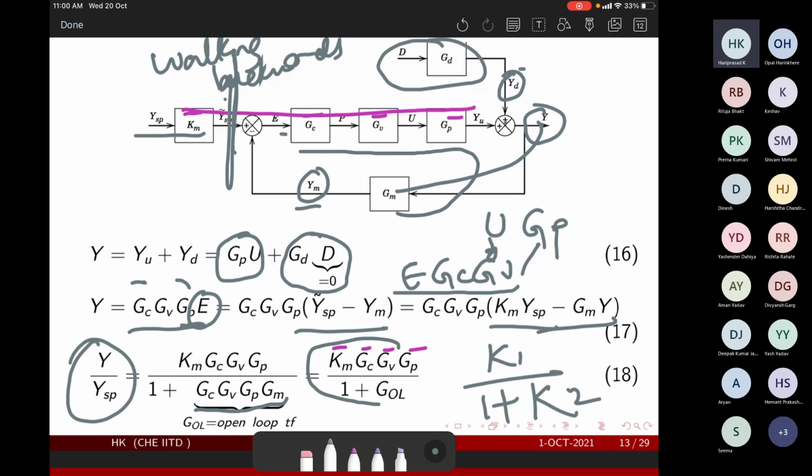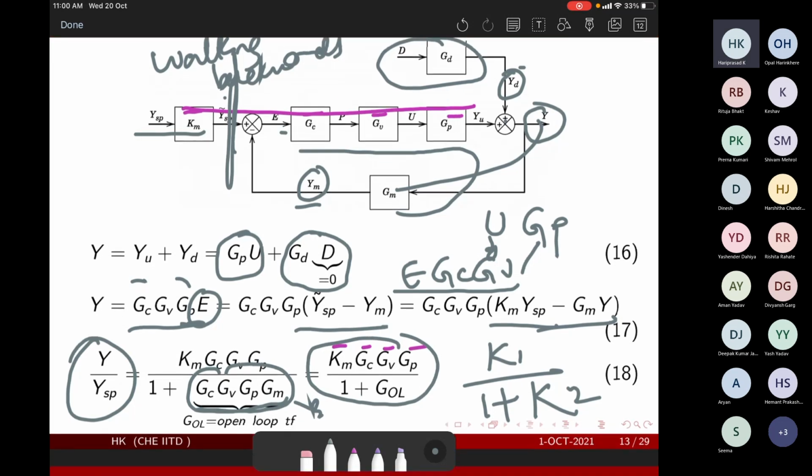This particular 1 plus term we'll talk about later as the open loop transfer function. I'll stop here because it's already 11 o'clock. This is how you reduce your complex transfer function into a simple transfer function having a numerator and a denominator.